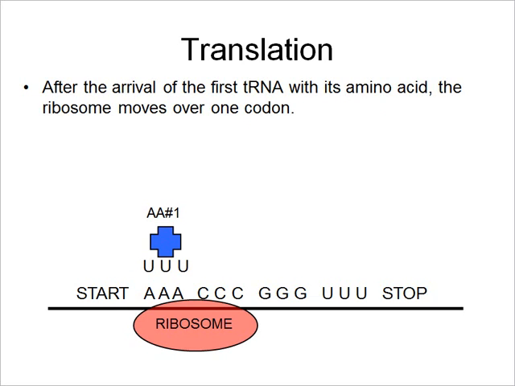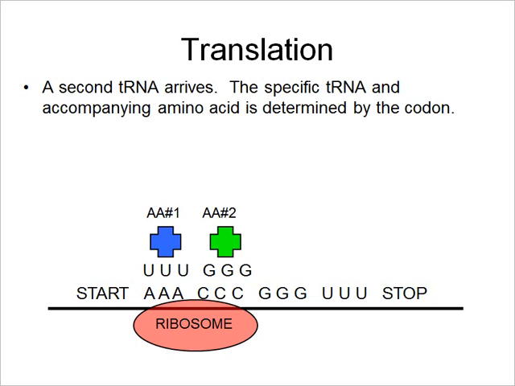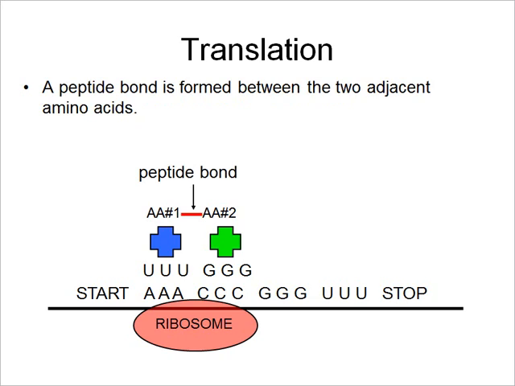The ribosome is still covering the codon AAA and now also the codon CCC. A second transfer RNA molecule arrives, shown here in green. This transfer RNA molecule must have the anticodon GGG. It brings with it a different amino acid, in my example, AA number 2. The ribosome now catalyzes the formation of a peptide bond between the 2 amino acids.